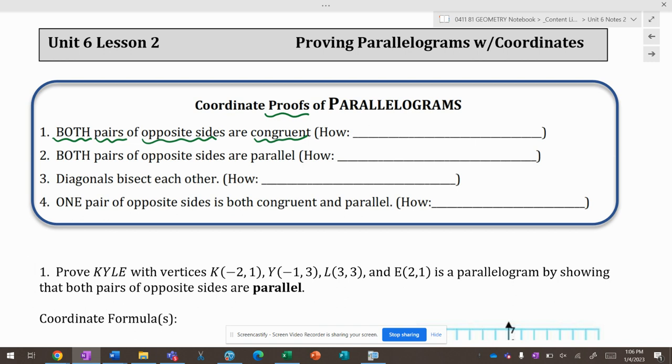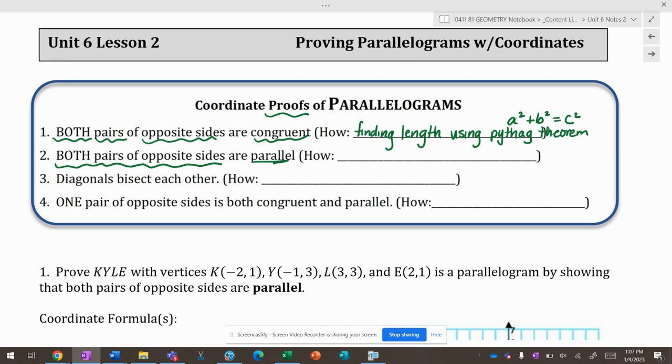Well, congruent just means same length. So if I'm on a graph, I can show that sides are congruent by finding the length using Pythagorean theorem. And that's that a squared plus b squared equals c squared thing. So I can show something's a parallelogram by showing that opposite sides are equal, find all their lengths, and show that they're the same.